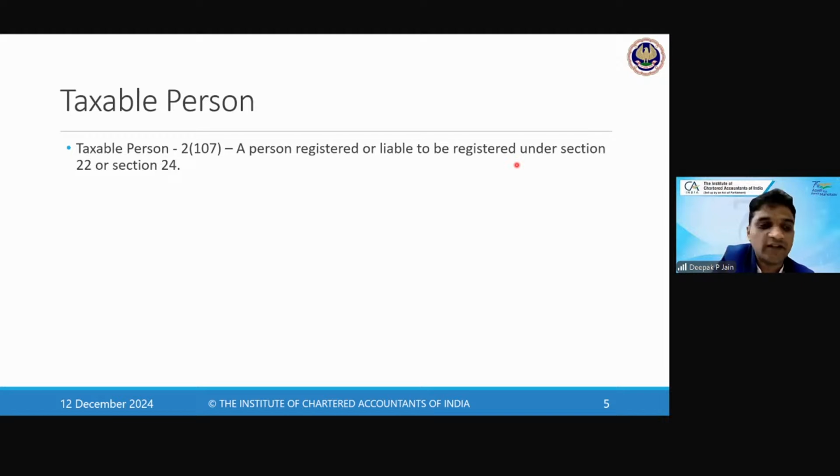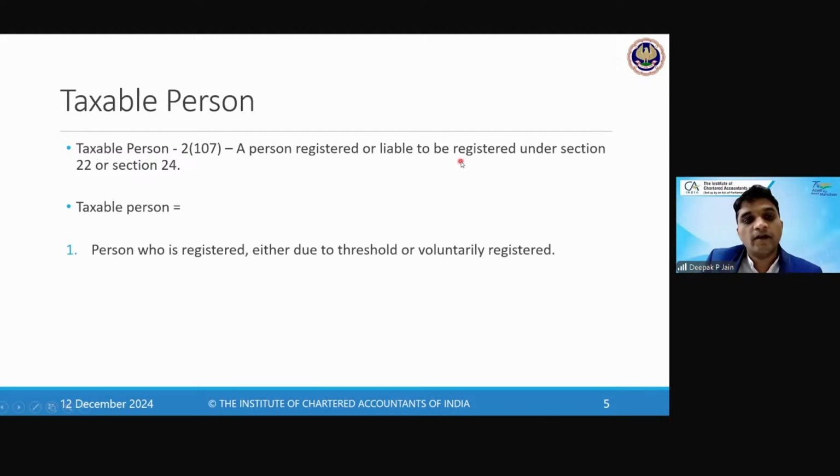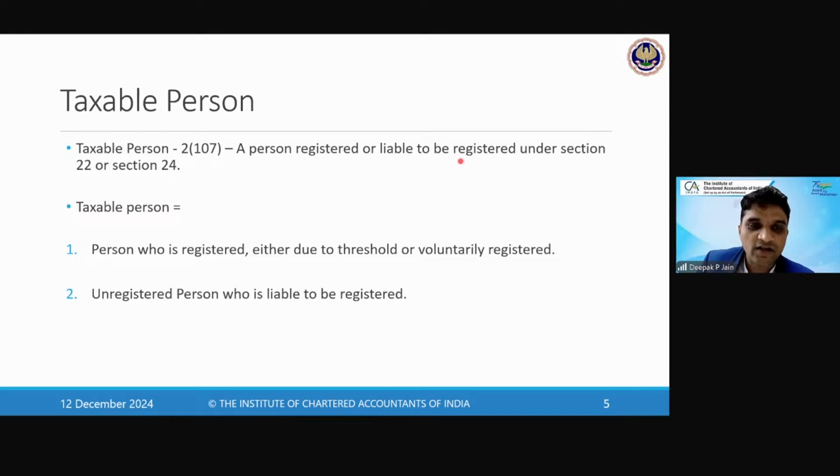That is what we are dealing with in the first few slides, saying that if I'm not registered, can I say I will not pay tax? You will not be given that option because once you cross the limit, you are a taxable person already. Correct. When you're making a taxable supply and the threshold limit is crossed, then you're a taxable person. A person who is registered, either due to threshold or voluntarily registered, or an unregistered person who is liable to be registered, that is, who is making a taxable supply and crossing the threshold limit.